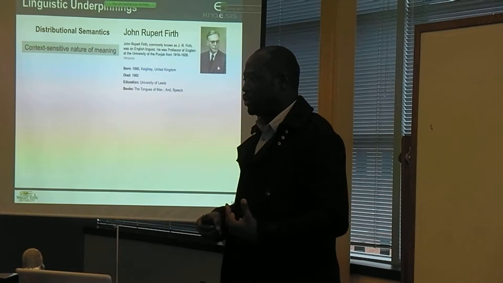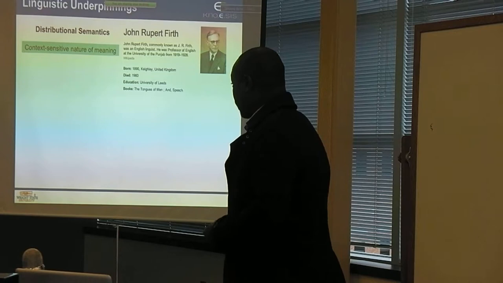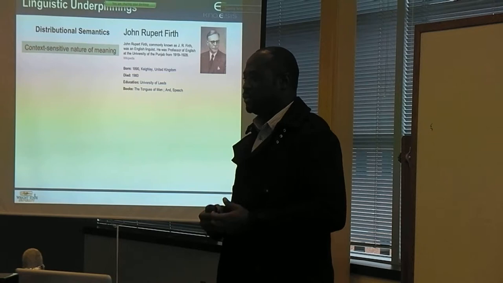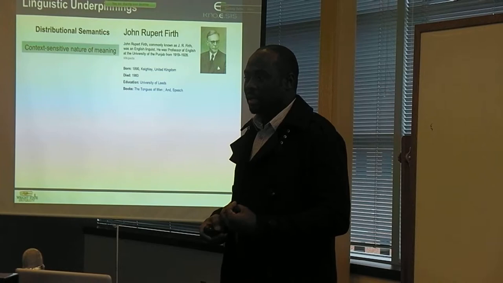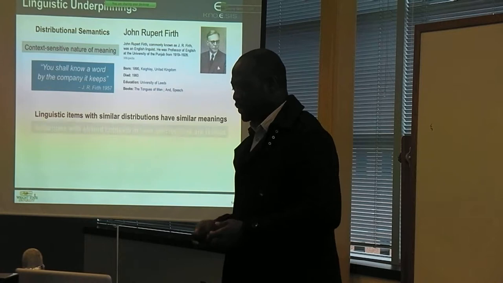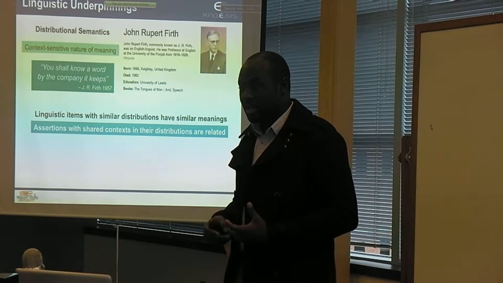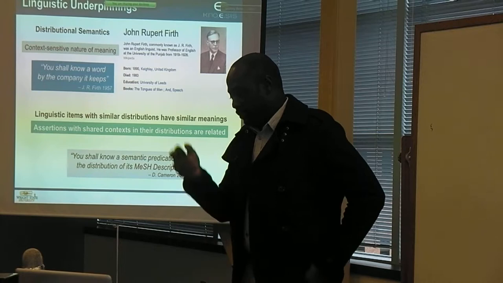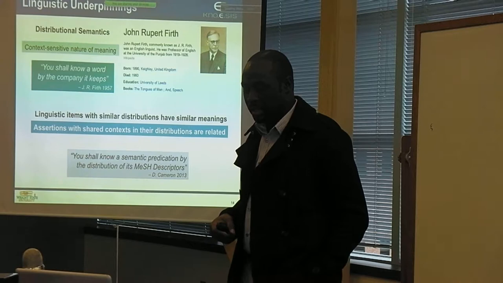This can be attributed to John Rupert Firth, who is noted for presenting discussions on the context-sensitive nature of meaning, in which he says, to truly understand a word, you have to understand the context of that word. In fact, he's famous for the quotation that you shall know a word by the company it keeps. That is to say, linguistic items with similar distributions have similar meanings. We're simply extending that to say that assertions or triples which share context in their distributions are related, not similar. We're looking for relatedness. Okay, I have a bold statement of my own: you shall know a semantic predication in terms of the distribution of its MeSH descriptors.